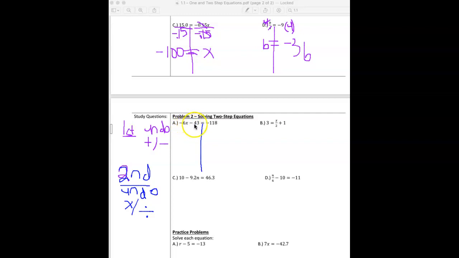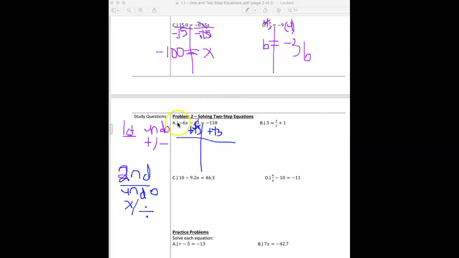What you have in your way is a minus 43 and a minus 6. So if you're undoing adding and subtracting first, it's plus 43, right? 43 is just a constant. It is being subtracted, so if you do the opposite and add it, it'll zero out. On this side, if you add 43, it's actually subtraction because negative 118 plus 43, negative and positive you subtract. We'll get that done right now.